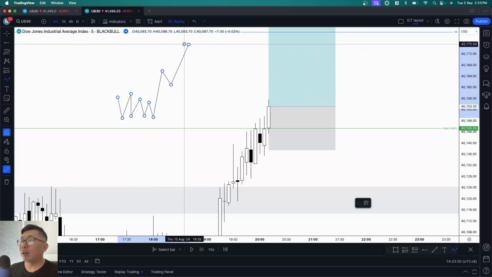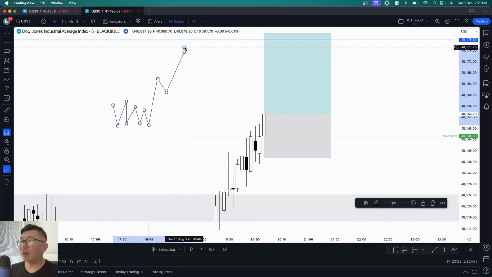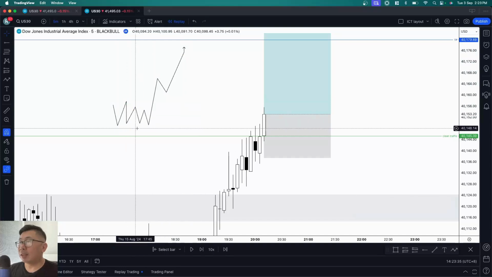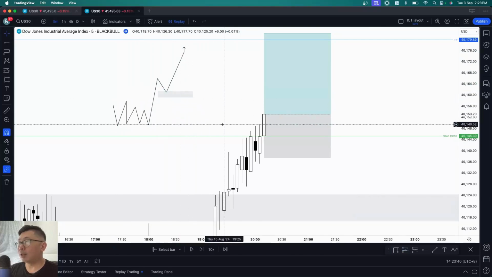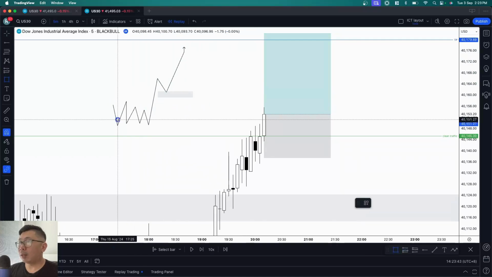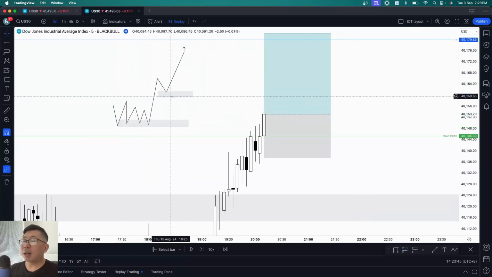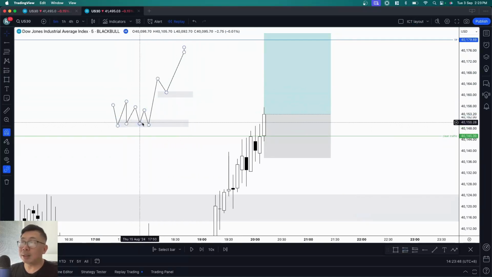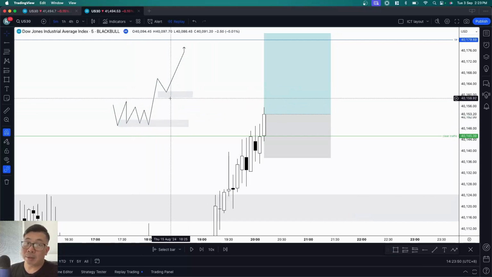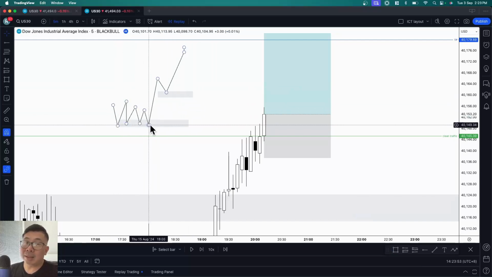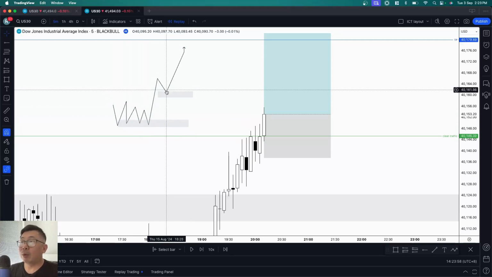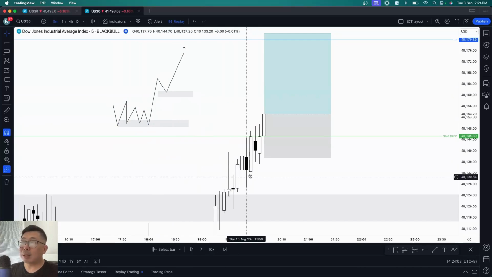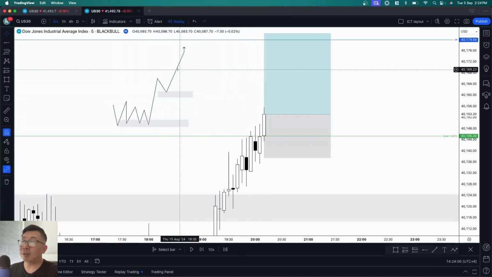Oops, what did I do there? So for me, this is a support, and this is also a support. If you were to ask me which one is stronger, I always say that this one is stronger compared to this one, because price has been tested several times here, but it just refused to let price continue lower. Whereas this one has only been tested once.